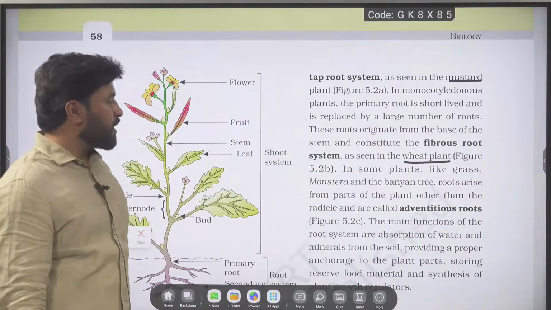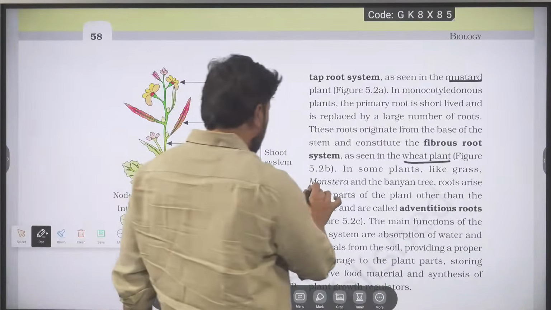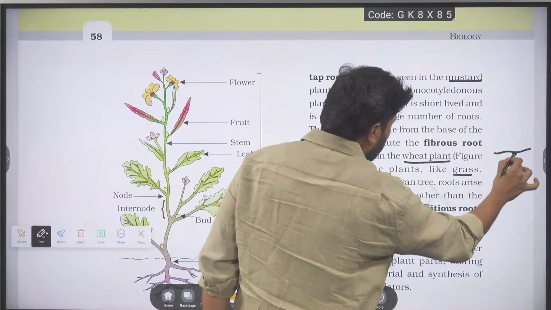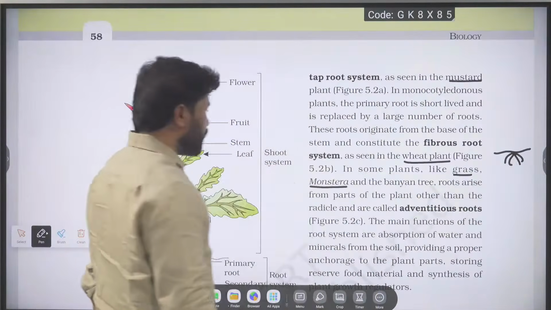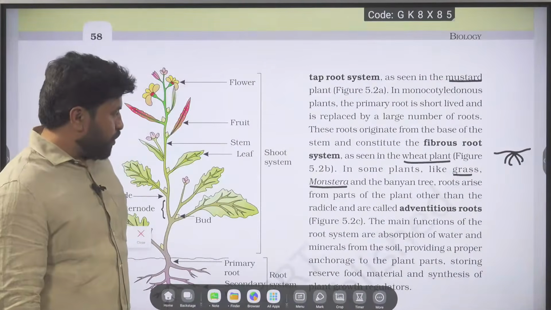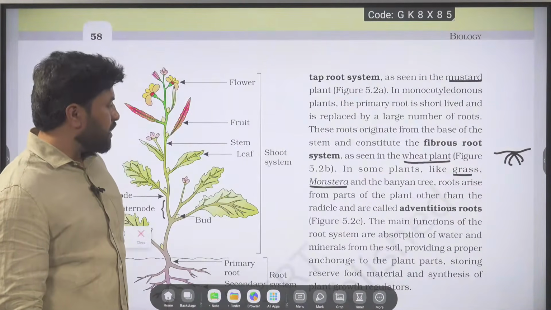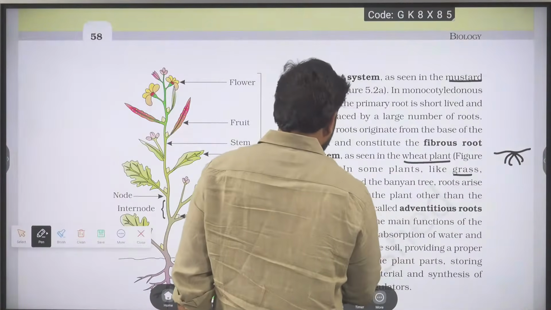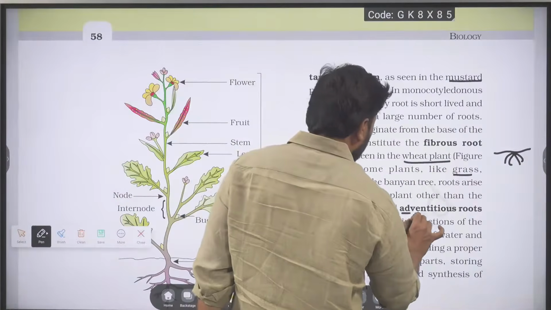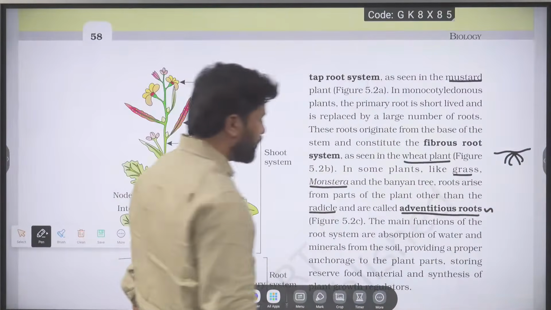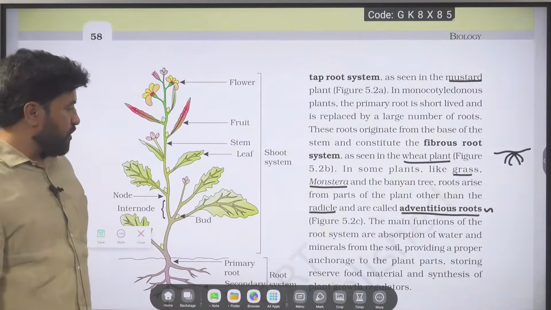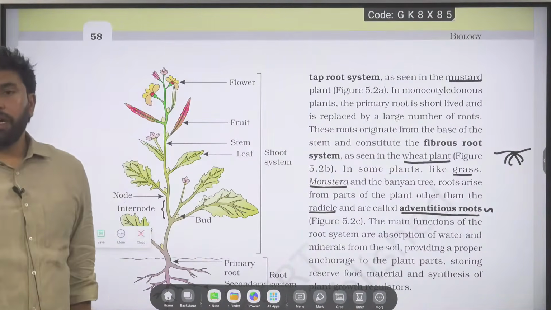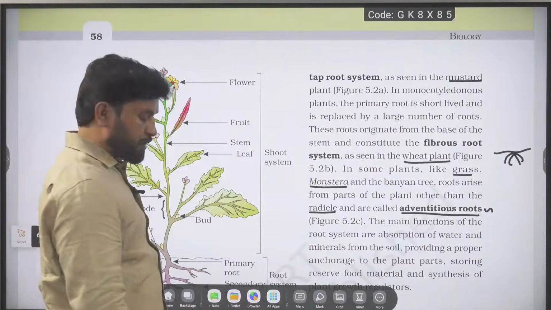In some plants like grasses and monstera, in the case of grasses, roots develop at the nodes, and in monstera and banyan tree, roots arise from parts other than the radicle. These are called adventitious roots. Be careful, the roots that arise from parts other than the radicle, we will call them adventitious roots. So these are the three varieties of roots typically identified in angiosperms.